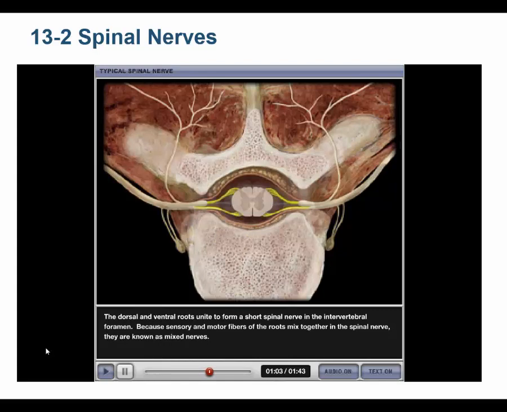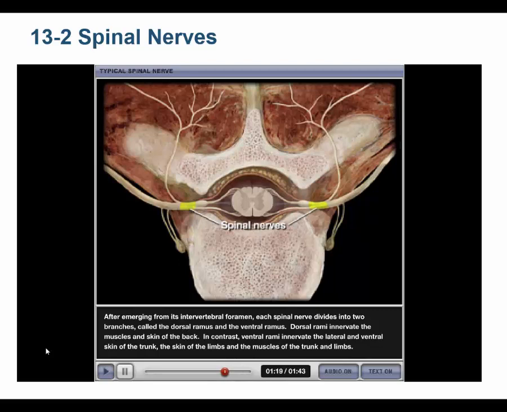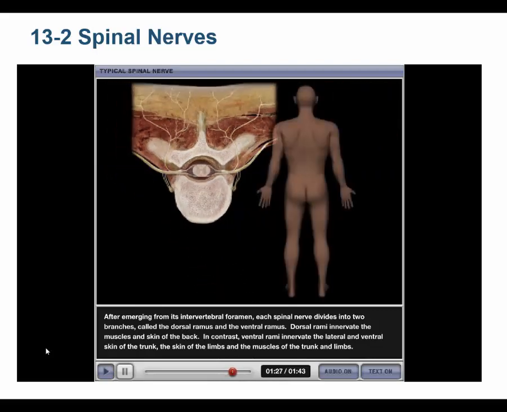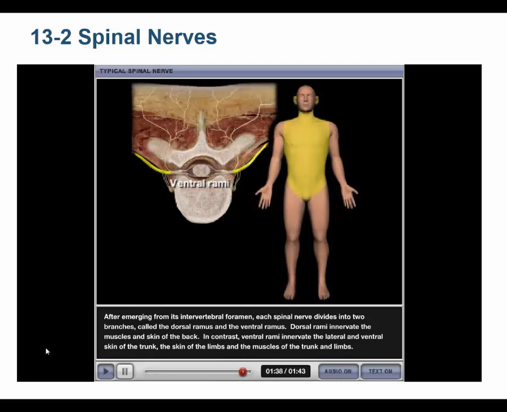The dorsal and ventral roots unite to form a short spinal nerve in the intervertebral foramen. Because sensory and motor fibers of the roots mix together in the spinal nerve, they are known as mixed nerves. After emerging from its intervertebral foramen, each spinal nerve divides into two branches, called the dorsal ramus and the ventral ramus. Dorsal rami innervate the muscles and skin of the back. In contrast, ventral rami innervate the lateral and ventral skin of the trunk, the skin of the limbs, and the muscles of the trunk and limbs.